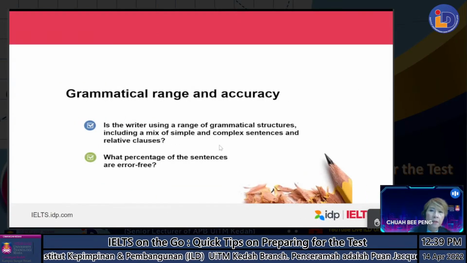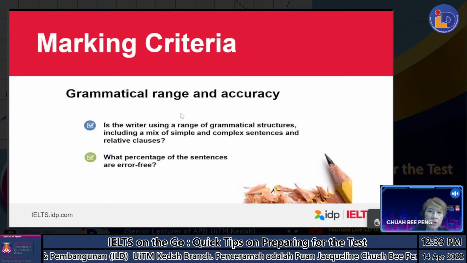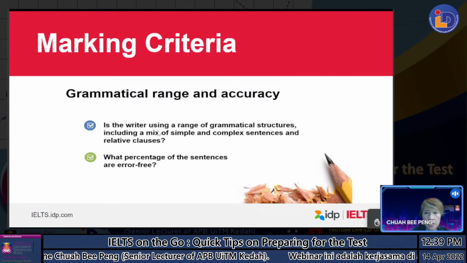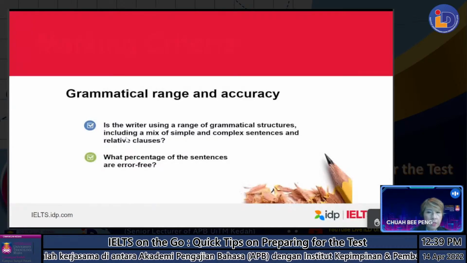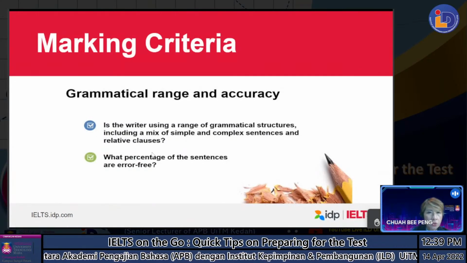Grammatical range and accuracy. Your favorite person, grandma, is here. Of course, they will look at the grammar, whether you're using the correct tenses, subject and verbs that agree, and even punctuation. Oh, I forgot to say, under lexical resources, even spelling. Spelling can be a problem. And for grammatical range, even punctuation, your dots and commas do count.